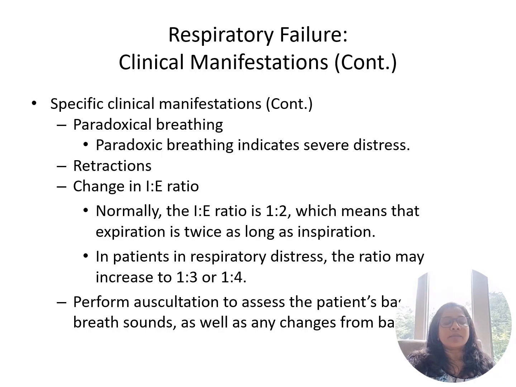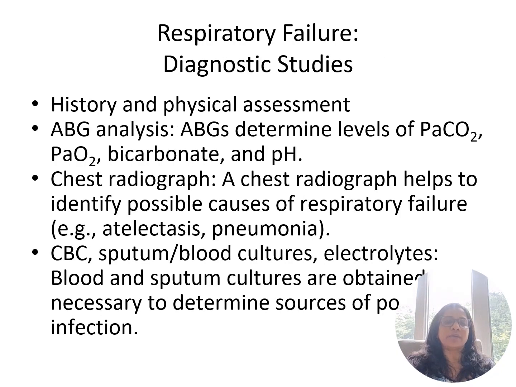Retractions in the intercostal muscles, change in the inspiration-expiration ratio. Normally we have double the expiration time than inspiration, so it's 1:2 normally. But you will see that patients who are in respiratory distress will take more time to expire, like 1:3 or 1:4 would be the ratio, especially your COPD patient. If you notice, they take longer time to expire.